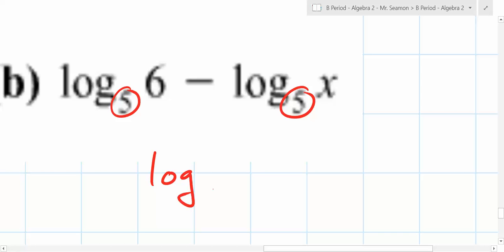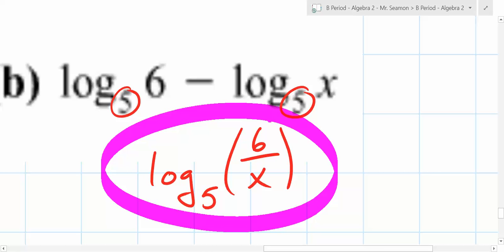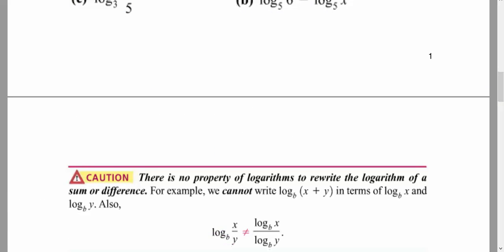So this is going to be log base 5 of what? 6 over x. There it is, right there. Can you do anything with that? No. Sometimes you need to decompose it, and sometimes you need to push it together. There are times for each. Sometimes exponents are easier to use, sometimes logarithms are easier to use. It totally depends.